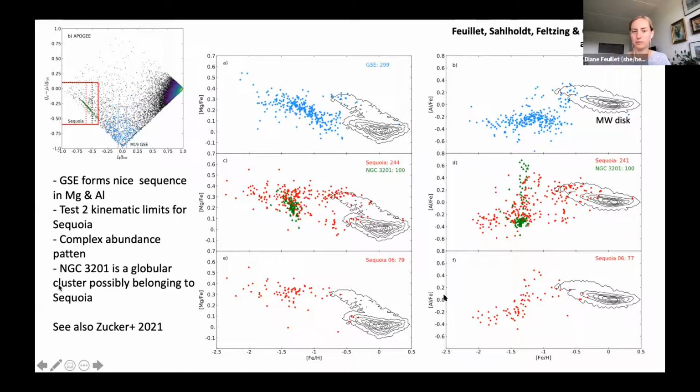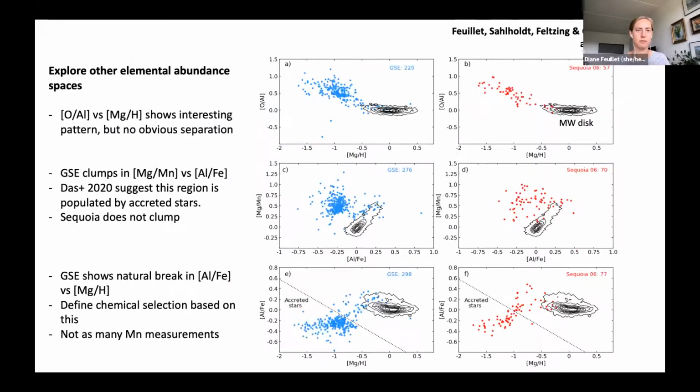Similarly, Sausage-Enceladus has pretty uniformly low aluminum abundances, and the picture is a bit more complex with Sequoia. In fact, the Sequoia 06 population is perhaps even consistent with a chemical evolution of low metallicity Milky Way stars. Also, there's been some abundance work shown by Diane Feuillet. I think you guys heard about that this morning in Australia.